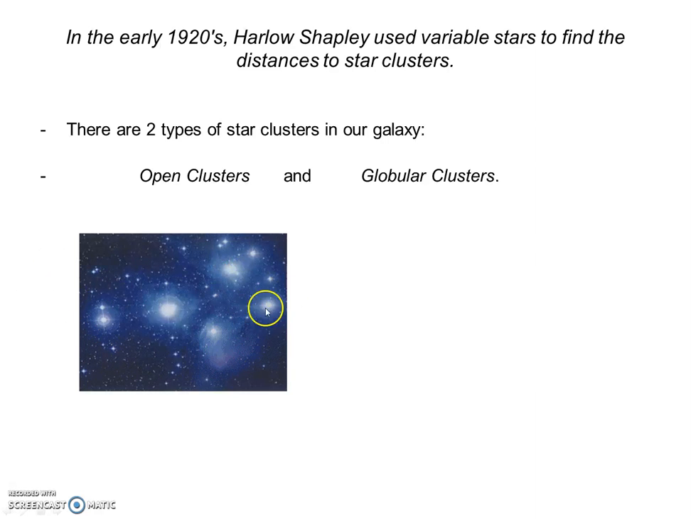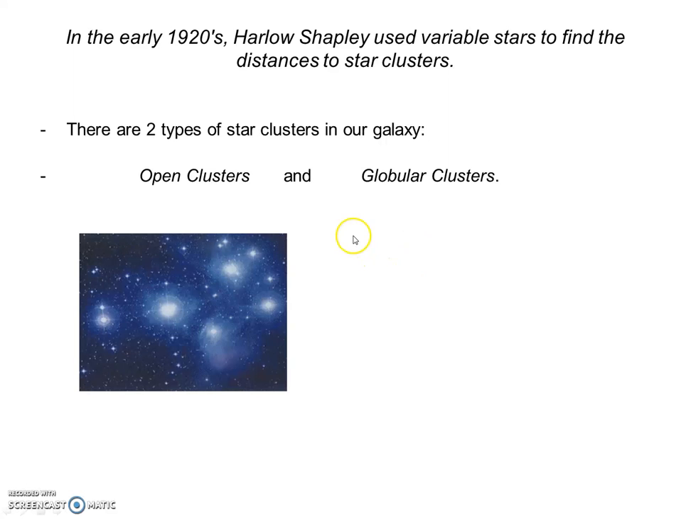It's a smattering of maybe a few dozen to several hundred, up to maybe 1,000 stars. And these star clusters are generally very young. They have a number of blue stars in them. Basically, these are clusters of stars that all formed from the same molecular cloud at pretty much the same time.